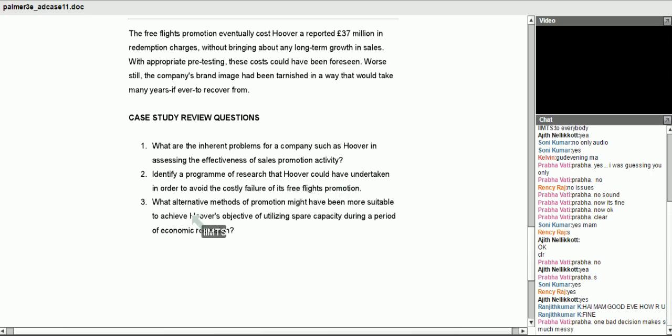Identify a program of research that Hoover could have undertaken in order to avoid the costly failure of its free flight promotions. And what alternative methods of promotion might have been very suitable to achieve Hoover's objective of utilizing spare capacity? This is an easy one. You can answer this one. What alternative methods of promotion could have been used by this Hoover company? The objective was to utilize the spare capacity during a period of economic recession. What else could they have thought of to promote their product as a means of sales promotion? Just think and write, everybody, please.